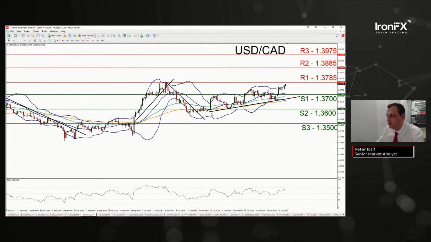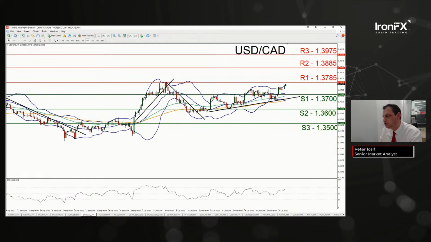The second element would be the RSI indicator, which is now nearing the reading of 70, implying a buildup of a strong bullish sentiment for the pair. And the third element would definitely be the moving averages. We have 3 of them here. It's in blue, the 20 moving average, in green, the 50, and in orange, the 100 moving average. All 3 of them are pointing upwards and providing support for further gains for the bulls.